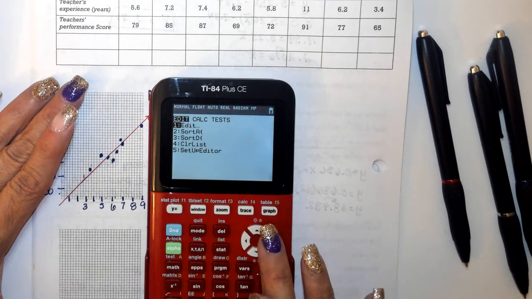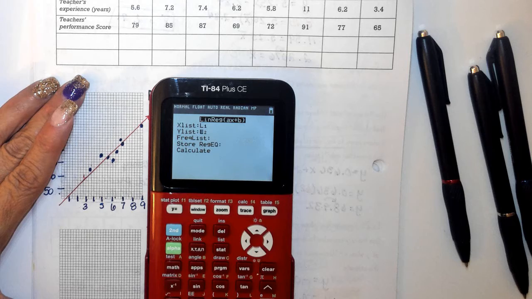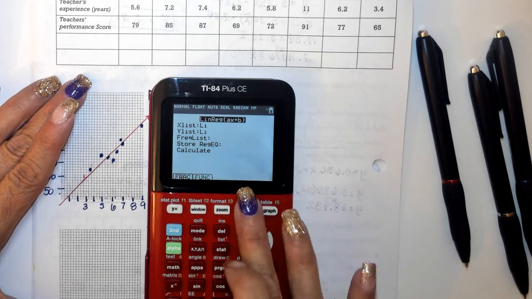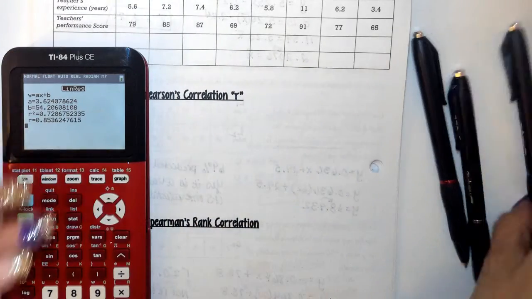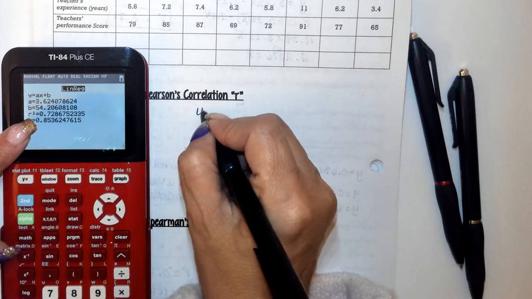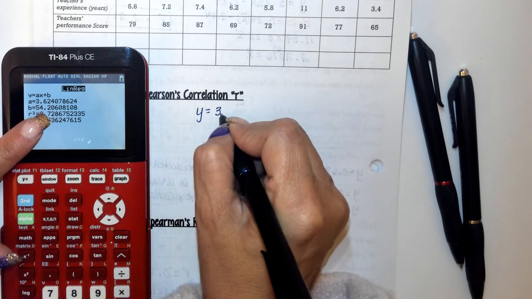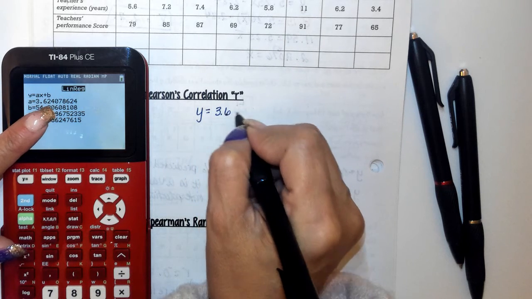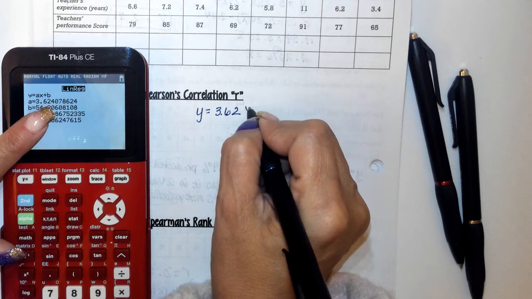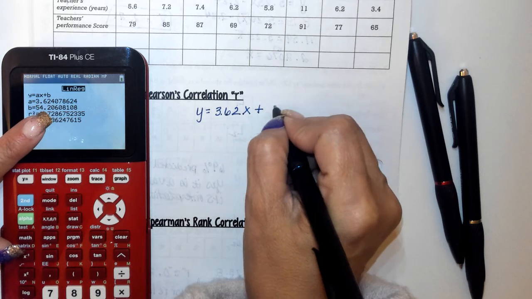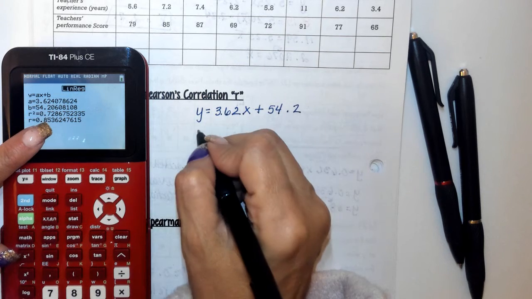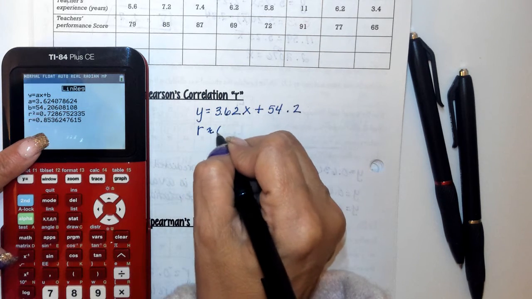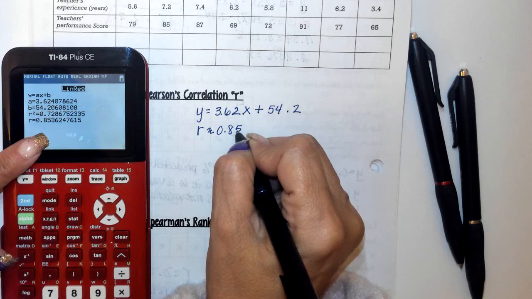Okay, so we're going to do stat, calculate, linear regression. I'm going to go ahead and store it. I know I don't really need to, but it's good to get in that habit. Okay, so here we go. So Pearson's correlation is y equals 3.62x plus 54.2, to 3 sig figs. The R value is 0.854.